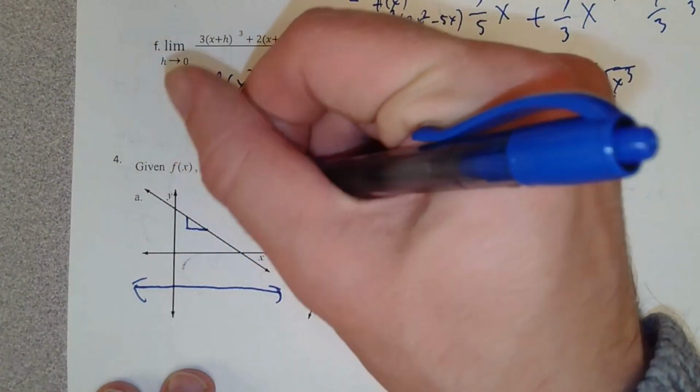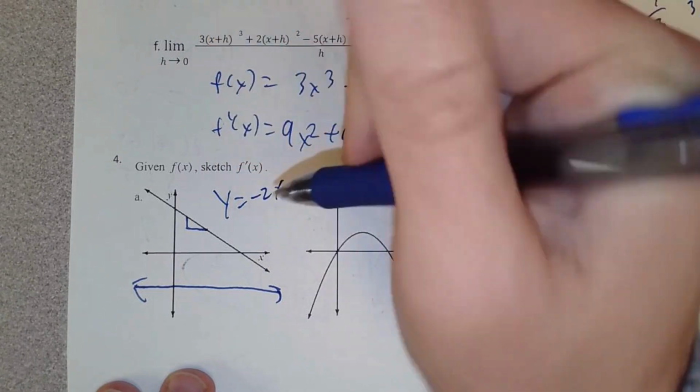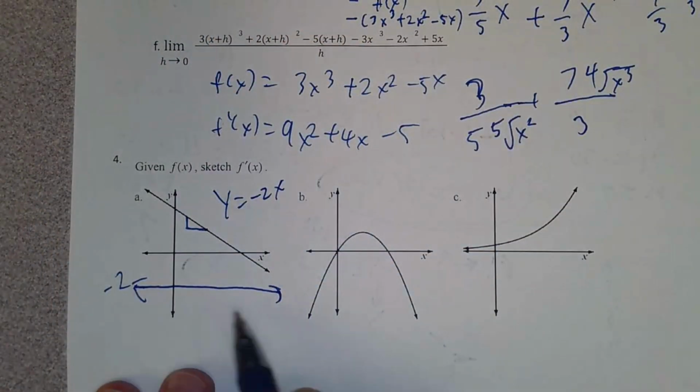Hypothetically, just imagine this was y equals negative 2x, right? And this is negative 2. Like the slope is always negative 2. That's what this is showing.